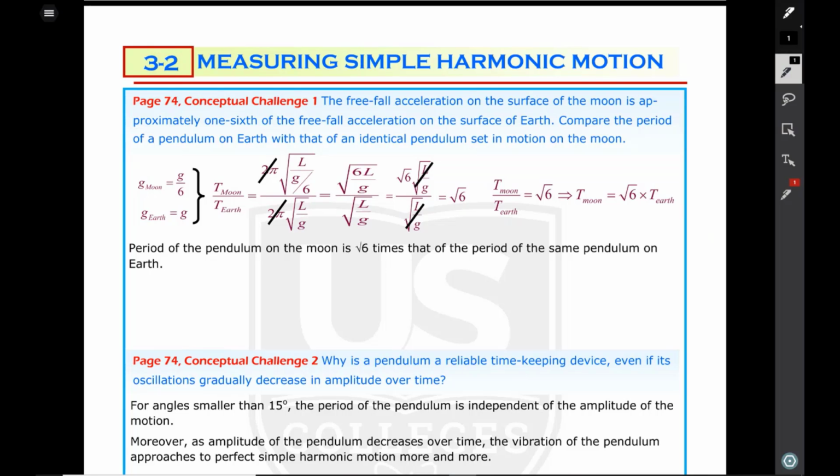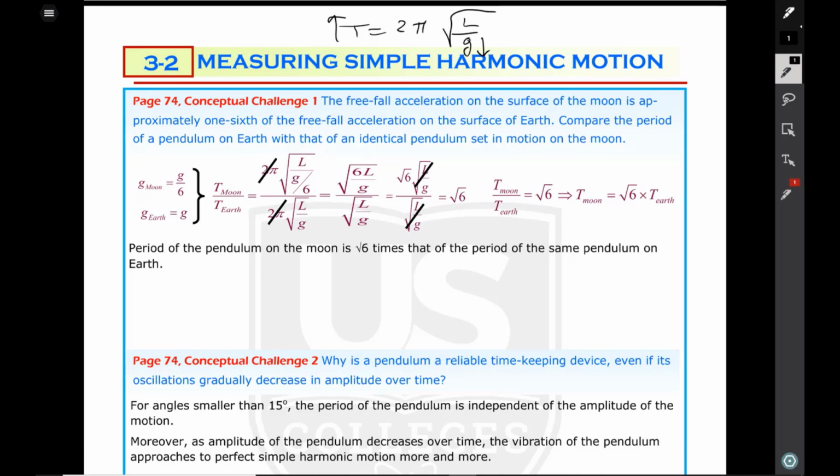Remember, because the free fall acceleration on the moon is smaller, according to the period equation, T is equal to 2 pi root of L over g. As g gets smaller, period gets longer. That's why on the moon, period will be longer than on the Earth. This is the fact you should know. Period of the same pendulum on the moon will be greater than the period of the same pendulum on the Earth. But how much greater?